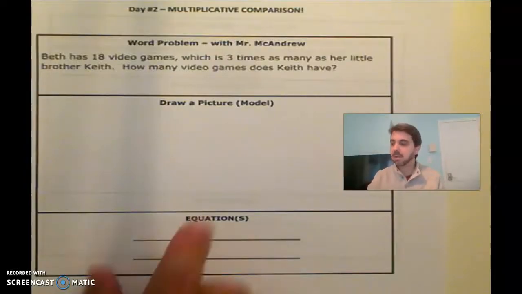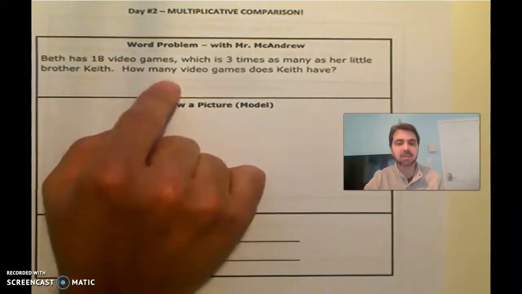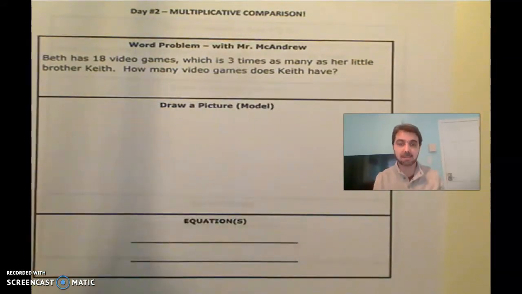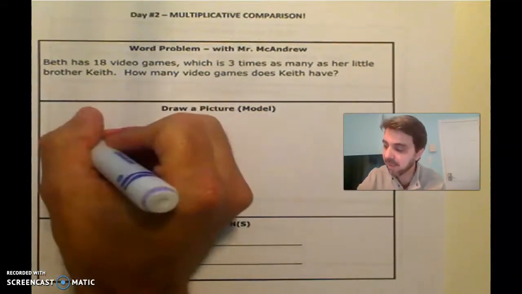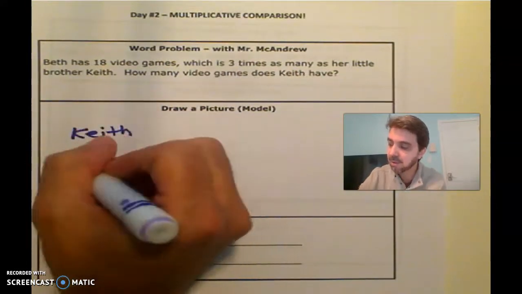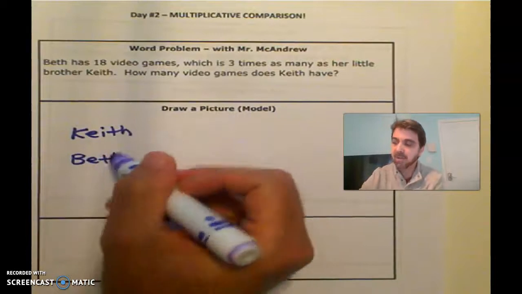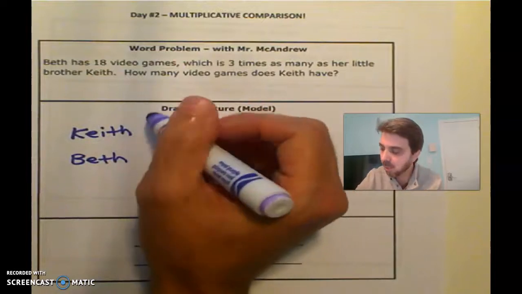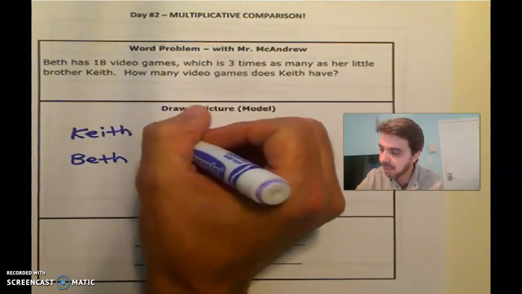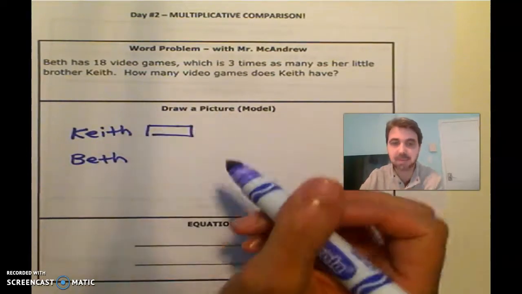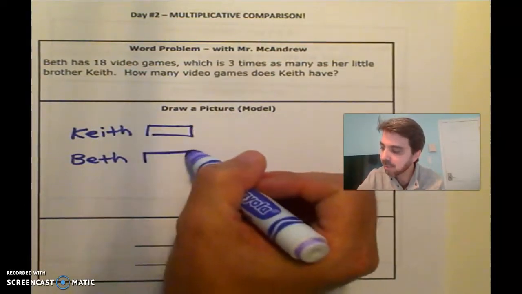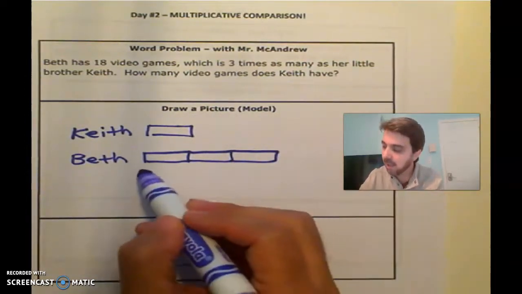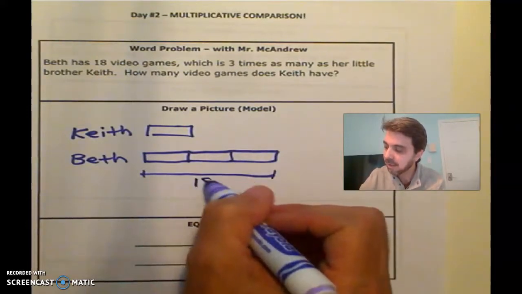All right, so it looks like this. It's the same word problem we just did. So I'm going to show you how you can do the same thing just with a pencil, or in my case, a marker, okay? So again, we're comparing Keith to Beth. Beth could go on top. I like to always put the smaller one on top. It just makes it easier for me. So what we could say is we don't know how many Keith has, right? That's a question mark. But we know that Beth is 3 times as much. And we know that from here to here is 18.